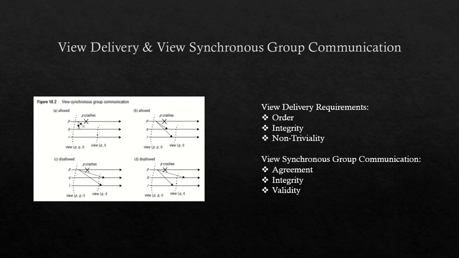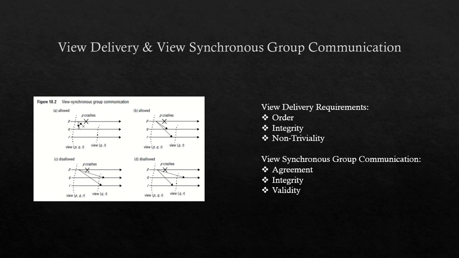Integrity. This part is basically if a correct process delivers a message, then it will not deliver that message again. That's basically with all your other integrity. It's making sure that it doesn't keep delivering stuff. Make sure it stays strong. Then you have validity, which are closed groups. It makes sure correct processes are always delivered the messages that they send.